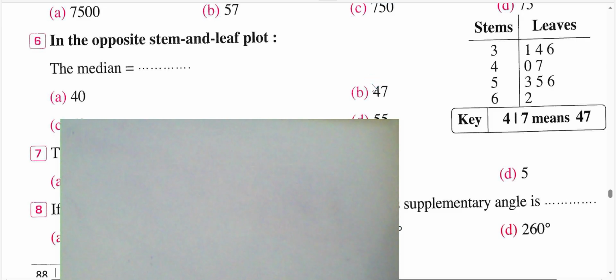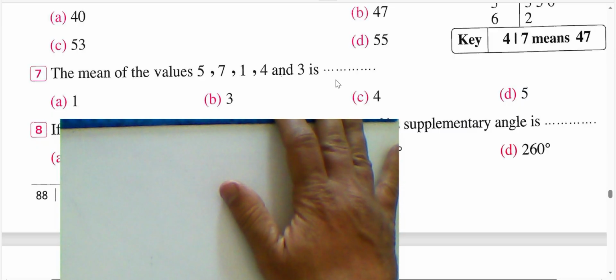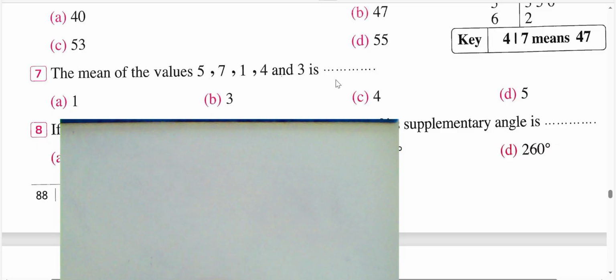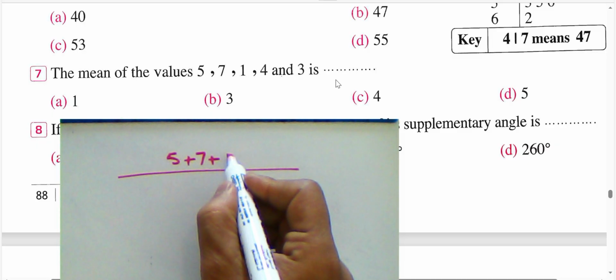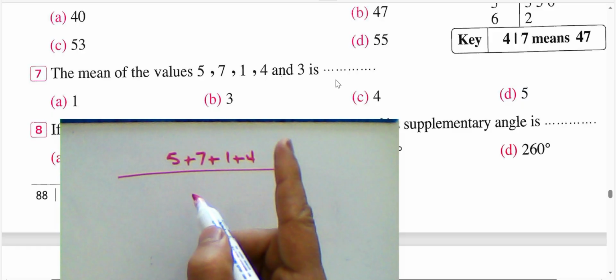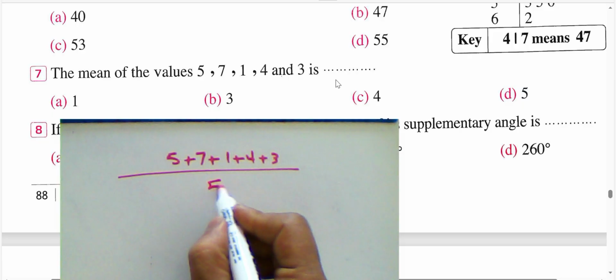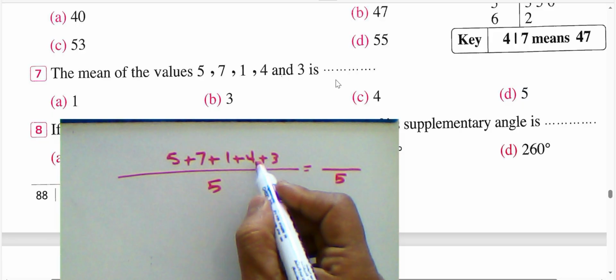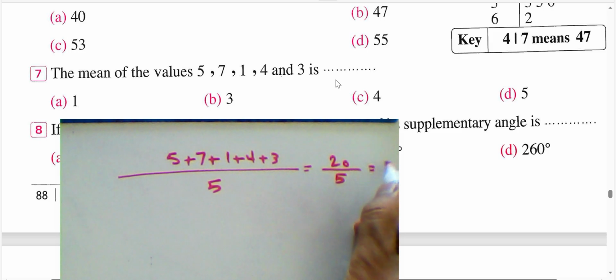Next question, number 7. The mean of the values 5, 7, 1, 4, and 3 is equal. We can find the mean: sum of all values divided by the number of values. 5 plus 7 plus 1 plus 4 plus 3, divided by the number of values: 1, 2, 3, 4, 5. 3 plus 4 is 7. 7 plus 1 is 8. 8 plus 7 is 15. 15 plus 5 is 20. 20 divided by 5 equals 4.